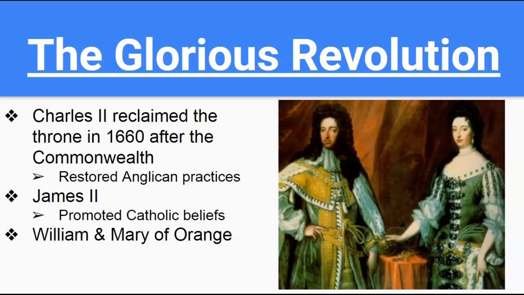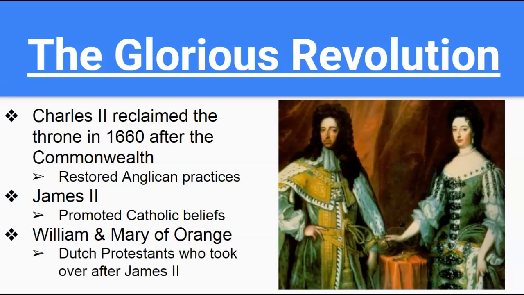So what they do is they ask a couple, William and Mary of Orange from present-day Netherlands, to come to England and take over as their new rulers, so they will no longer have James II. They will no longer have Catholic rulers in their country. William and Mary of Orange do this. They are Protestant, not Anglican or Catholic, and they take over and kick out James II. This transition in power is called the Glorious Revolution.